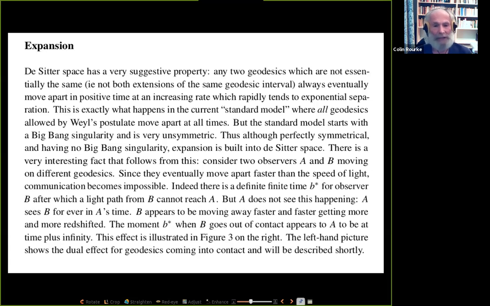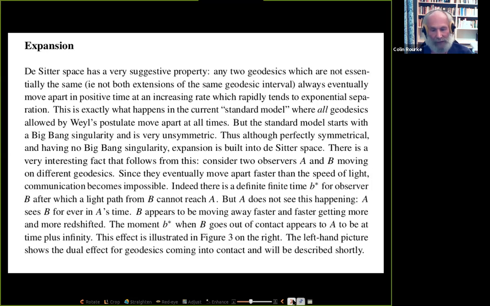Now, there's a very interesting fact that follows from this. If you take two observers, A and B, moving on different geodesics and not converging to the same point at plus infinity, I left that out by mistake, since they eventually move apart faster than the speed of light, communication stops. There's a definite time B star for observer B, after which a light path from B cannot reach A. But A does not see that happening. A sees B forever in its own time. B appears to be moving away faster and faster, getting more and more redshift. The moment B star, when B goes out of contact, appears to A to be plus infinity.